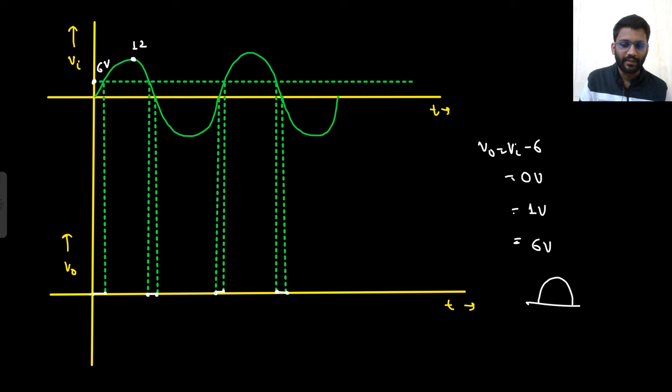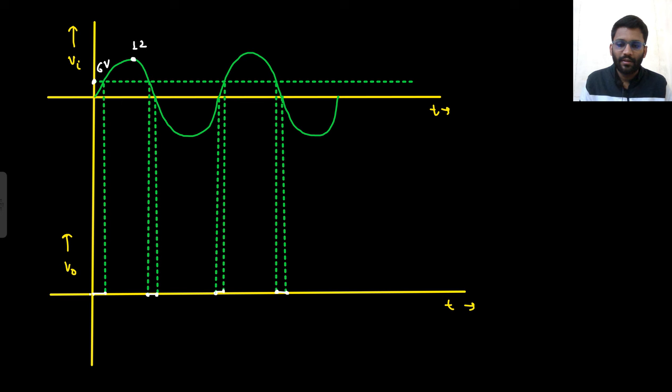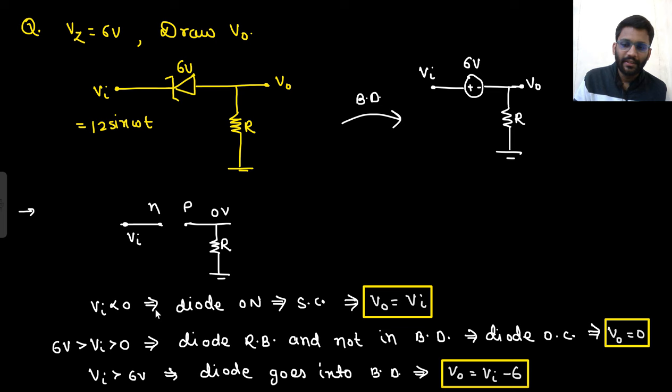When Vin is 6 volt, V naught will be 0. When Vin is 7, V naught will be 1. When Vin is 12, V naught will be 6. So from 0 to 6, it will go on like this. And when the negative cycle is there, when Vin is less than 0, V naught will follow the input.